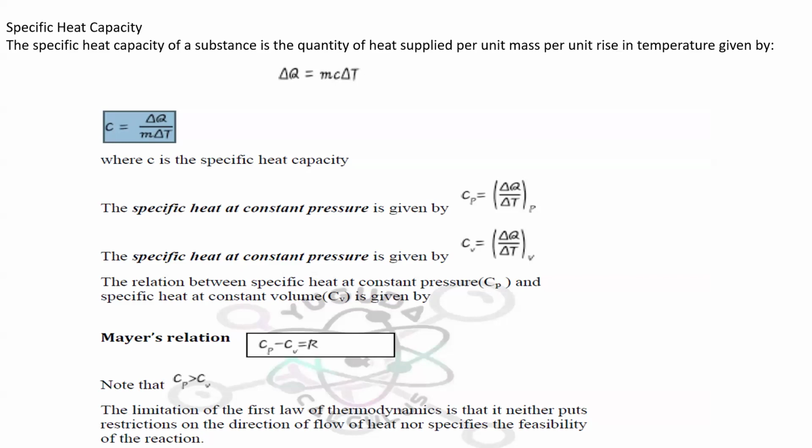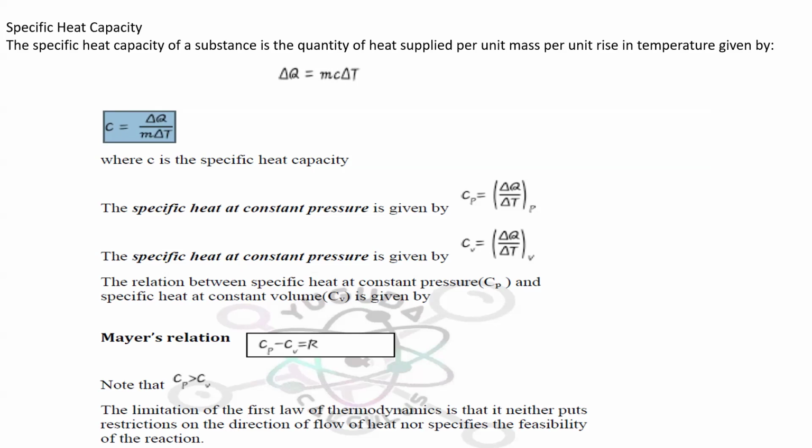So now we are going to look at the specific heat capacity of a substance. So what is a specific heat capacity? Specific heat capacity of a substance is the quantity of heat supplied per unit mass, per unit rise in temperature. So when we say specific heat capacity, it means the quantity of heat that is needed to raise the temperature of a substance by 1 degree centigrade. Yes, so the specific heat capacity is the amount of heat that is required to raise the temperature of 1 gram of a substance by 1 degree centigrade.